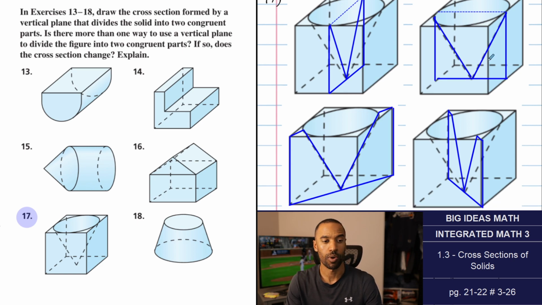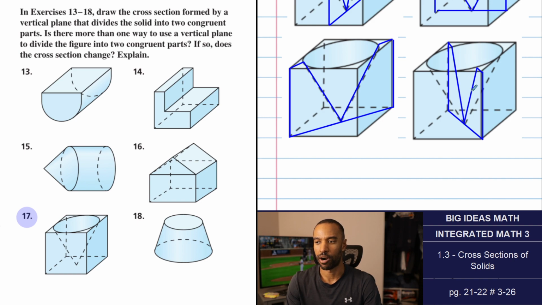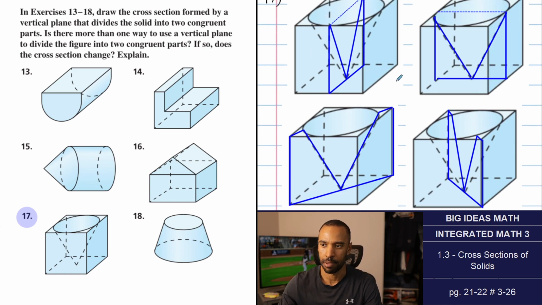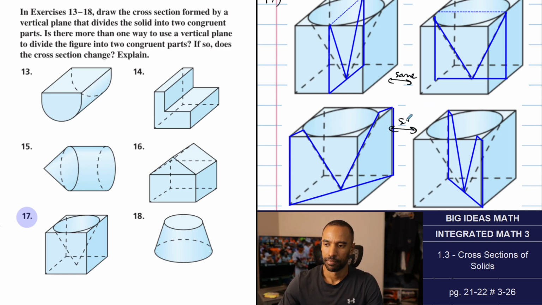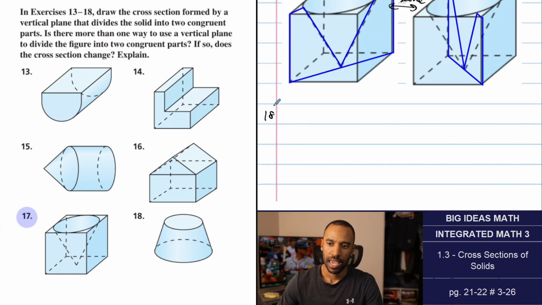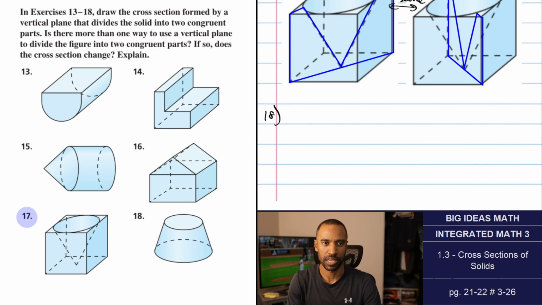And that could have been possible as well for numbers 13 and I assume 16. It still creates congruent parts, and it still has those cross sections. But I'll leave it at that. These are, though, the same. And these are the same, is my understanding. Now, number 18 is especially going to be same-z's everywhere.